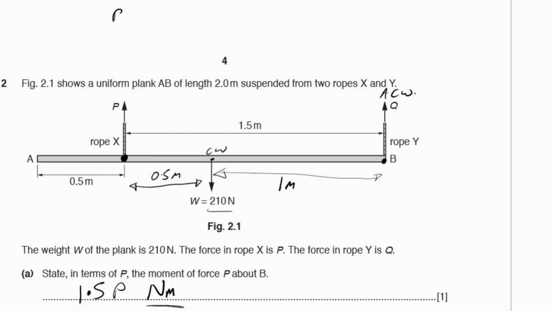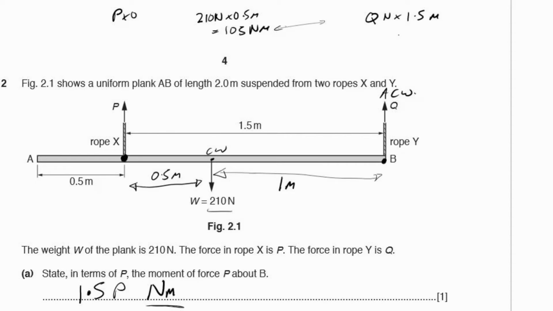My force times distance from P is P times 0. From this one, the weight would be 210 newtons times 0.5 meters. That's 105 Newton meters. And if I come all the way over to Q, then I have the distance from P is 1.5 meters, and I've got Q in newtons times 1.5 meters, and that has to equal this value over here. They have to be the same because my clockwise and my anti-clockwise has to balance.